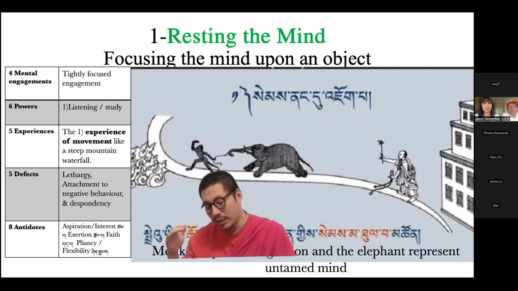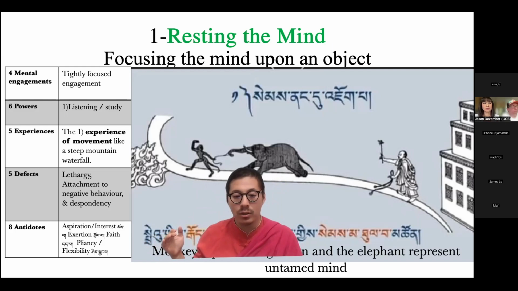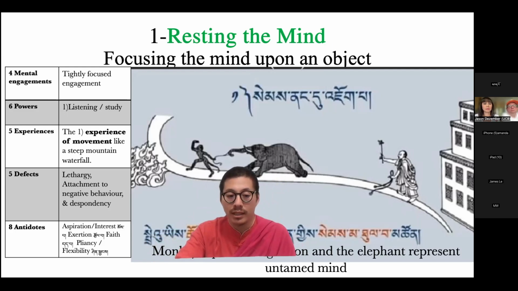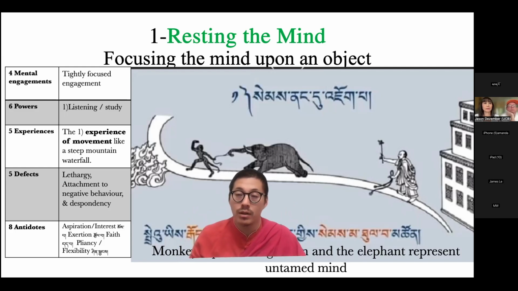When you go through these nine ways of resting the mind in shamatha meditation, you go through four mental engagements. The first among the four mental engagements is the tightly focused engagement. With diligence, first you have to hear the instructions, and then you intensely focus on the object you're using, because right now we are talking about shamatha with an object. So when we are resting the mind, we consider that a tightly focused engagement.